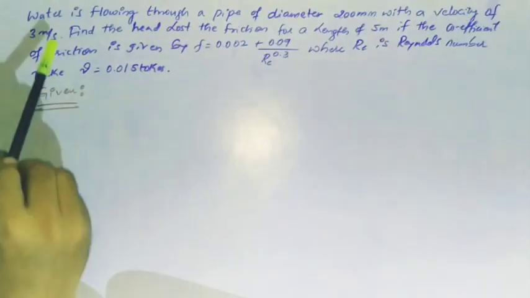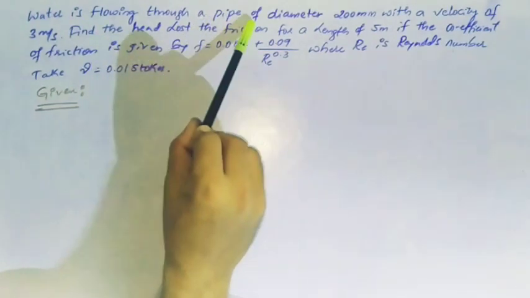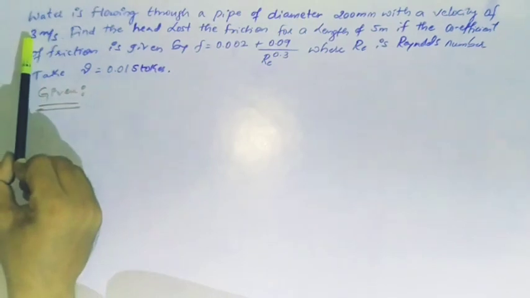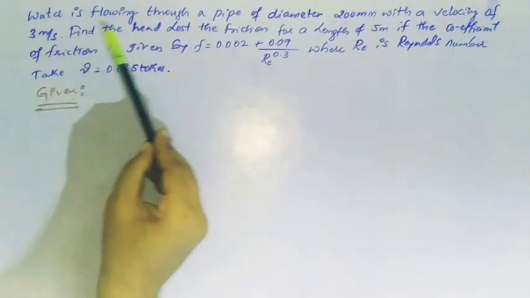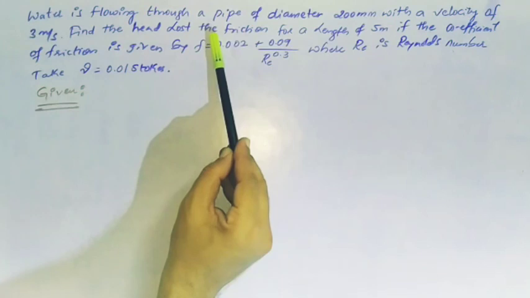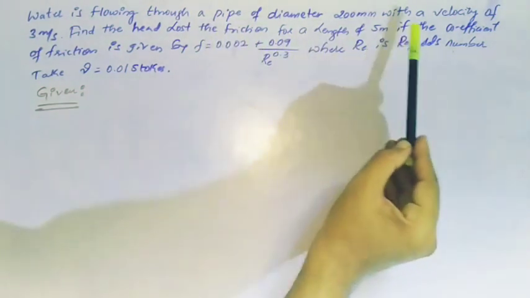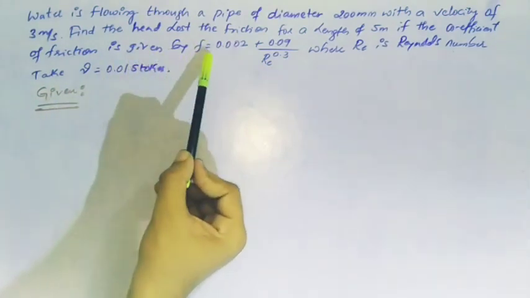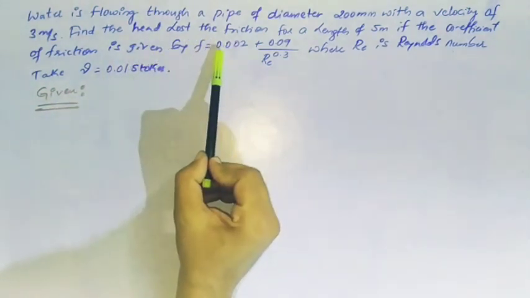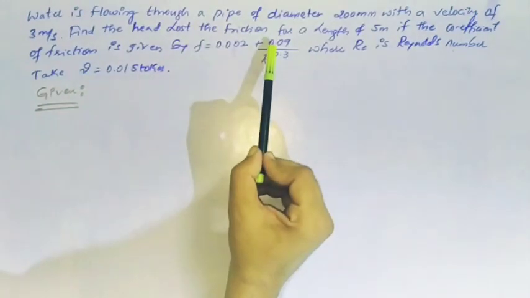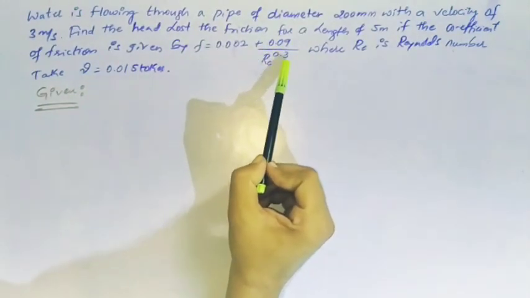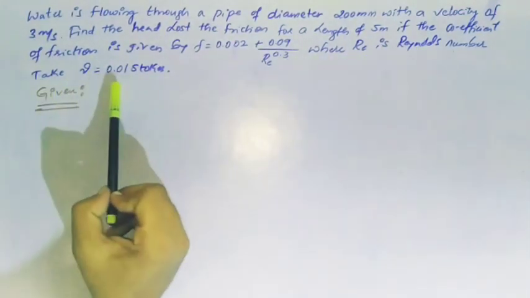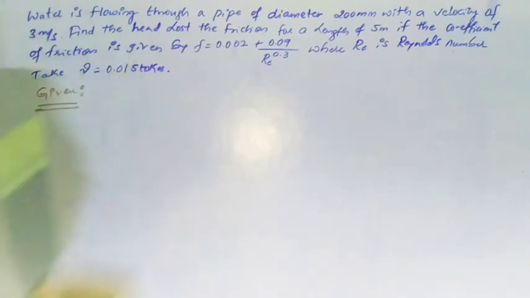The next numerical is, water is flowing through a pipe of diameter 200 mm with a velocity of 3 meter per second. Find the head lost by friction for the length of 5 meter if the coefficient of friction is given by f is equals to 0.002 plus 0.09 divided by Re raised to 0.3, where Re is the Reynolds number. Take kinematic viscosity as 0.01 Stokes.